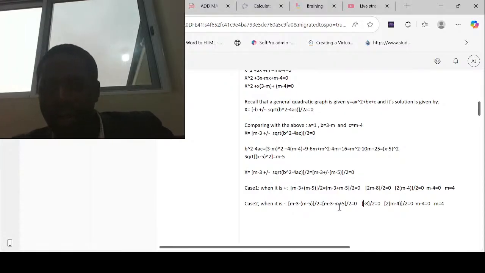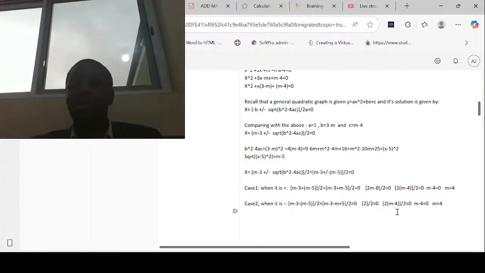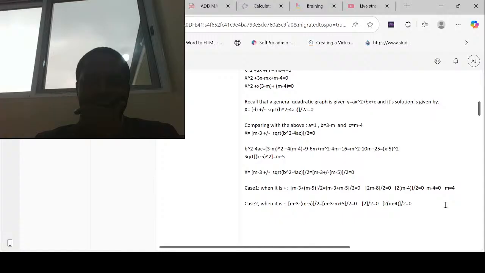So this one doesn't have any solution because, since m is out, it's m you are looking for now. So minus 3 plus 5, that will give you 2, right? 2 divided by 2, 1. 1 is equal to 0. Impossible. So this one doesn't have a common solution. Hope there's no mistake in this stuff. That one doesn't give any solution.